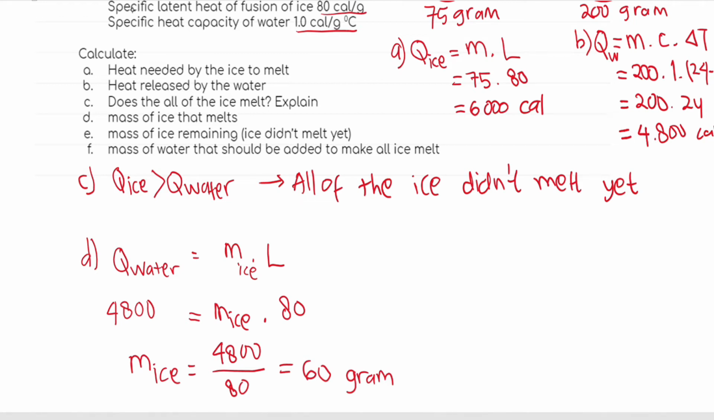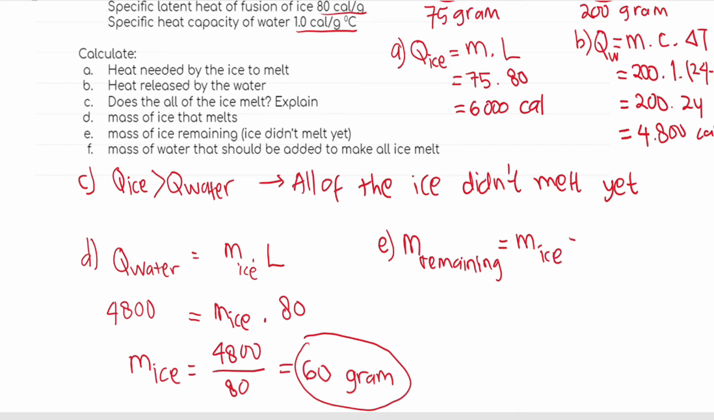Okay, next for E, we need to calculate the mass of ice remaining. In question D, we already know the mass of ice that melted is 60 grams. So the mass of ice remaining is equal to the mass of ice in the beginning minus the mass of ice that melted. So it is 75 grams minus 60, which equals 15 grams.